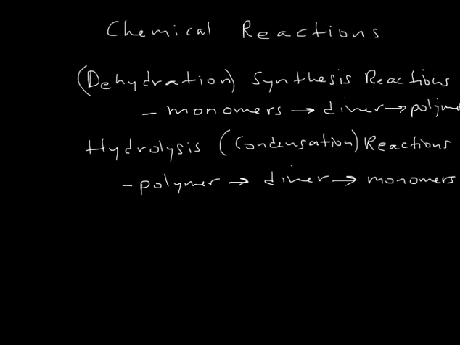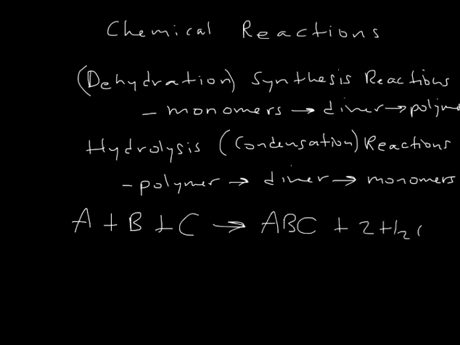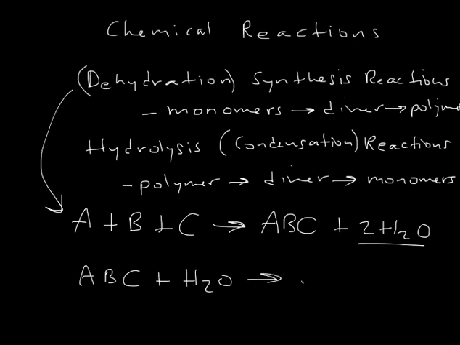An example of a generic chemical equation for dehydration synthesis is A plus B plus C yields the polymer ABC plus 2 waters. With dehydration synthesis being water as products, the opposite is true of hydrolysis reactions. Water is added to A, B, and C to yield A plus B plus C monomers.